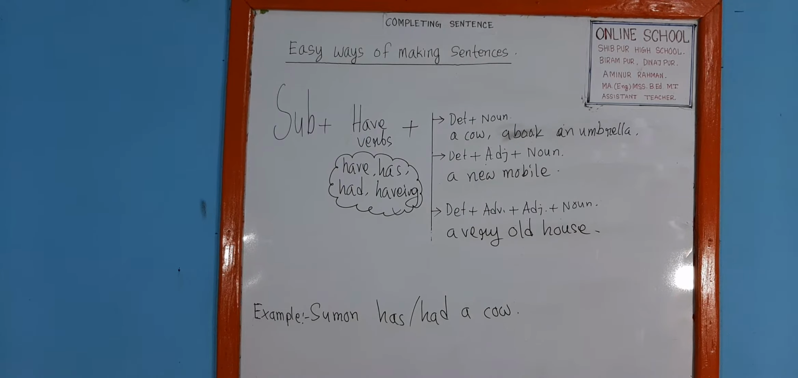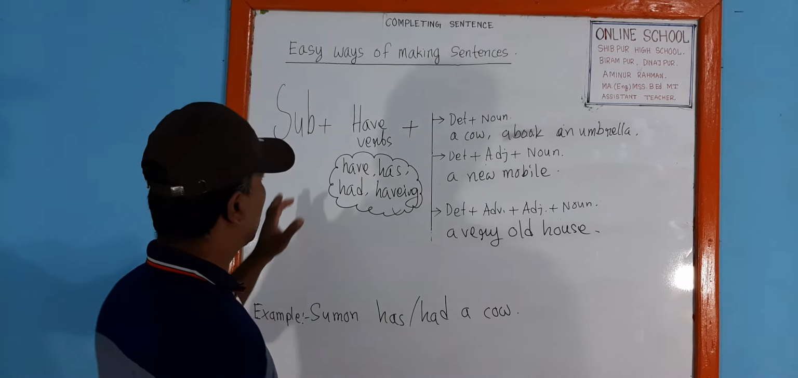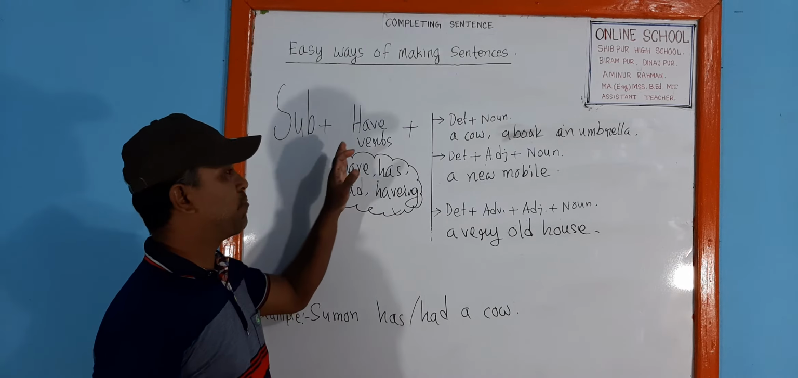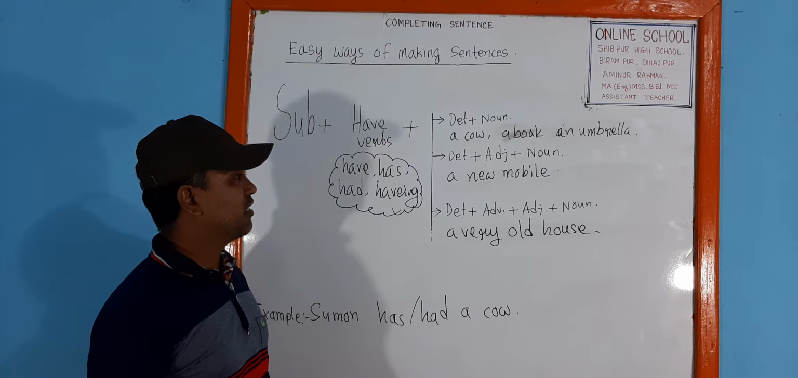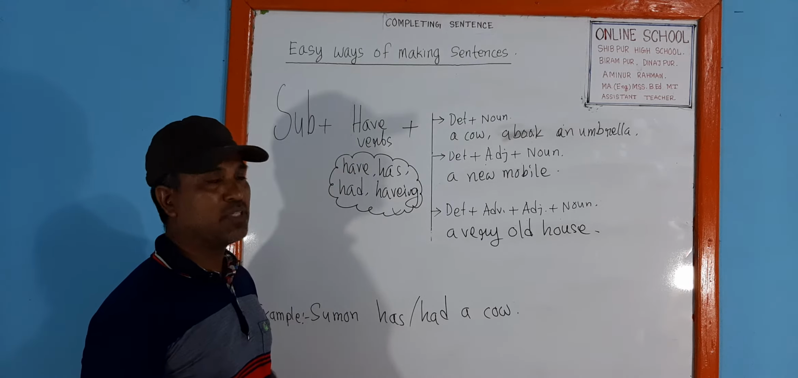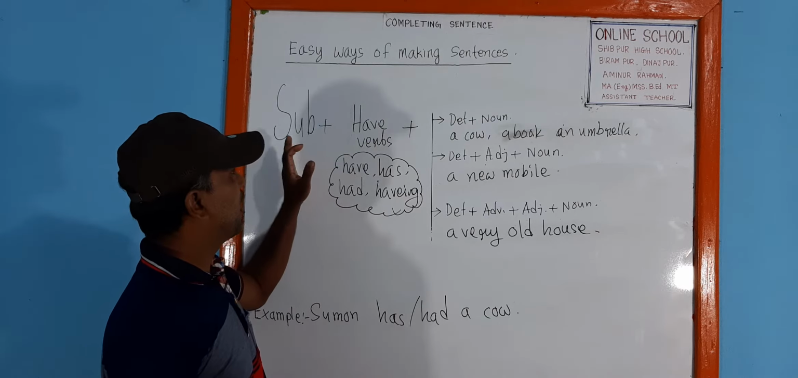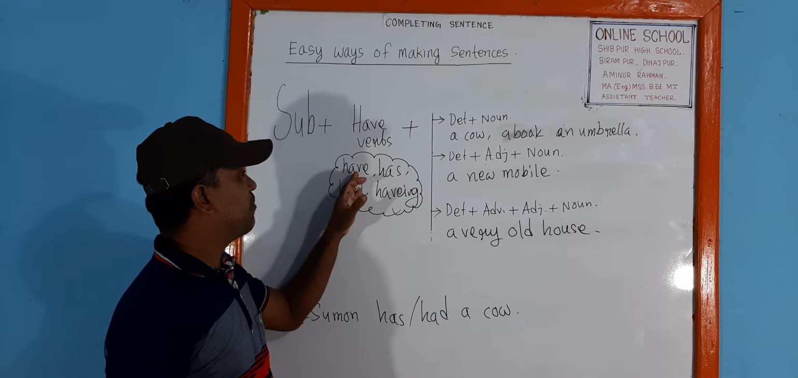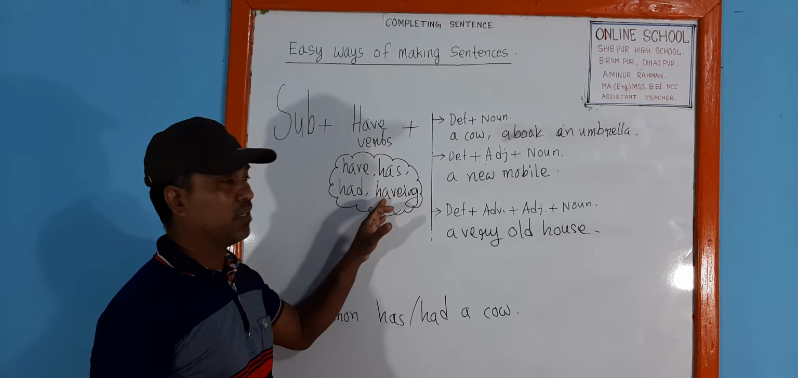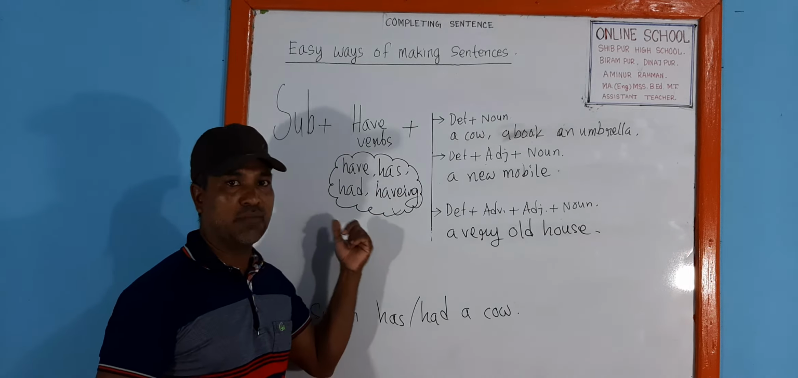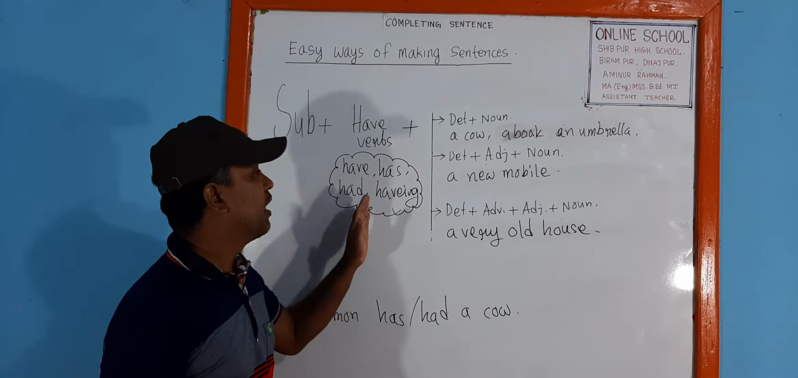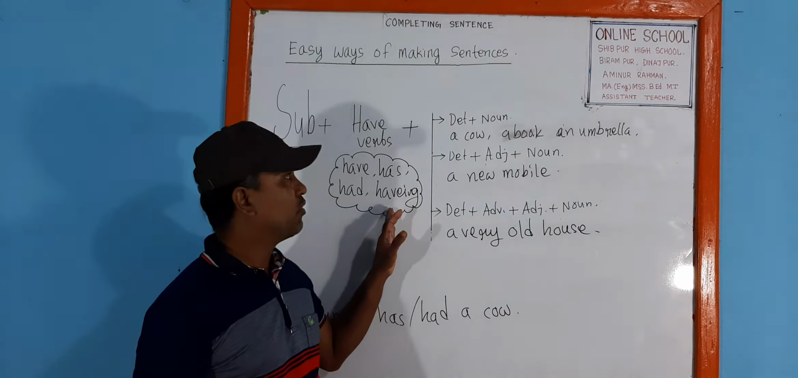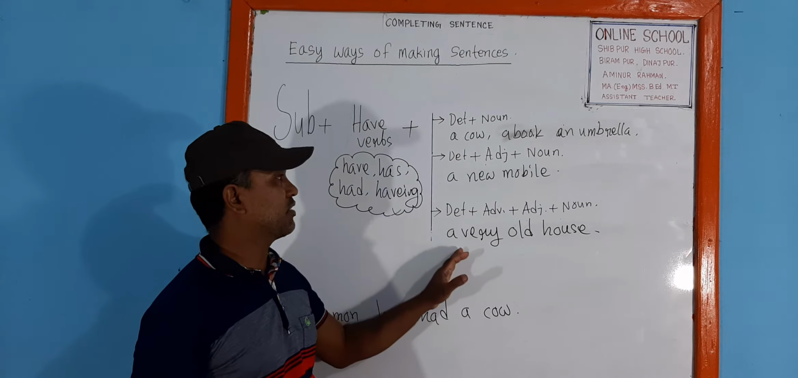Okay, now dear students, please look at the board. Using certain structures, using verbs, we can also make so many sentences here. Okay, please look at this. After the subject, we have to set up a have verb. Have verb means have, has, had, having. This type of verb can be after the subjects. Okay, and if we use the have verb, we can use these certain structures here.